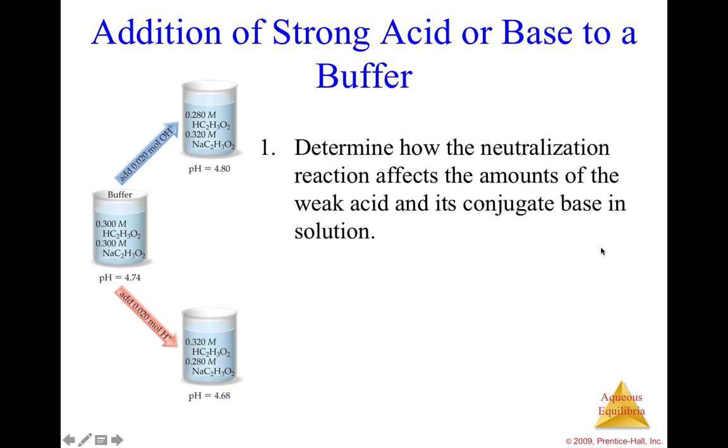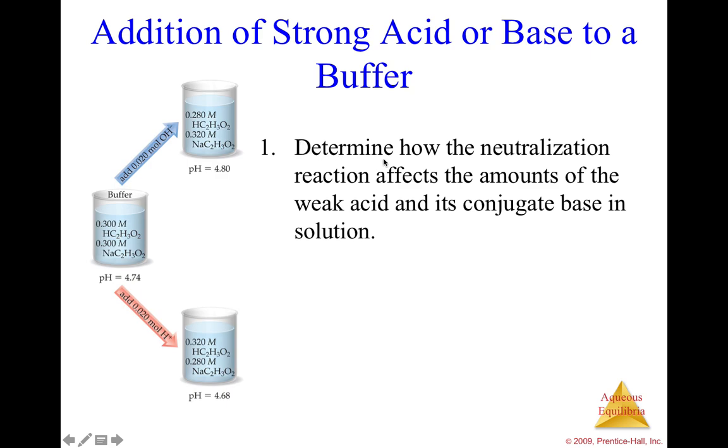Okay, so continuing on with our video lecture for chapter 17, we were talking about, in the first video lecture, buffers, which is a solution that contains a weak acid and conjugate base. We also saw how to calculate the pH of a buffer solution. Now in the second video lecture, we're going to look at how to calculate the pH after you've added a strong acid or a strong base to that buffer. So here are the steps we're going to do.